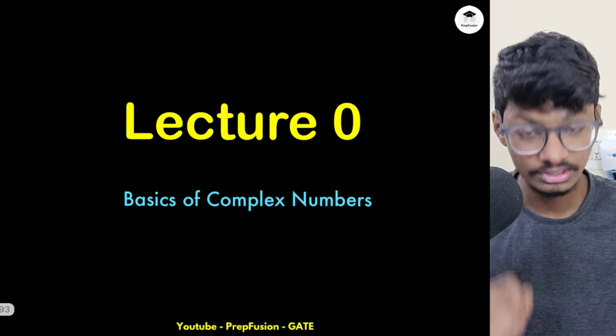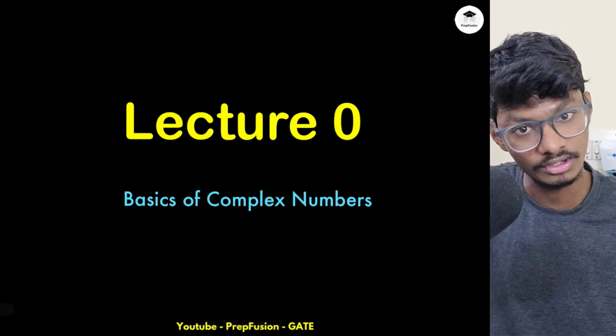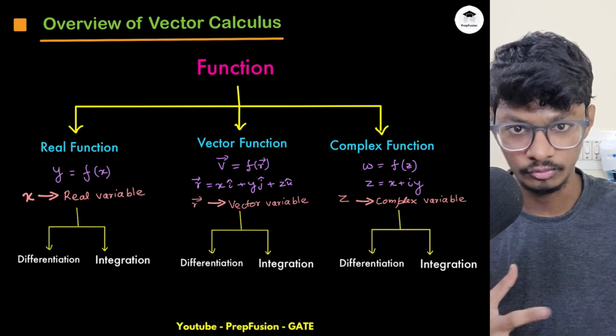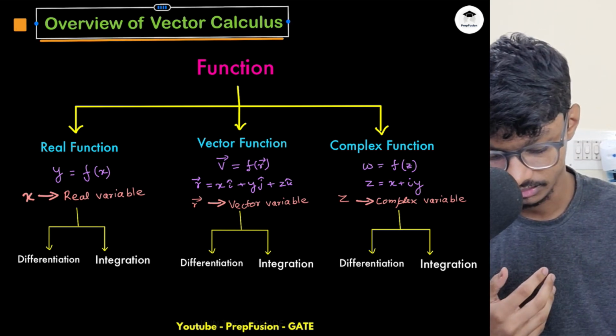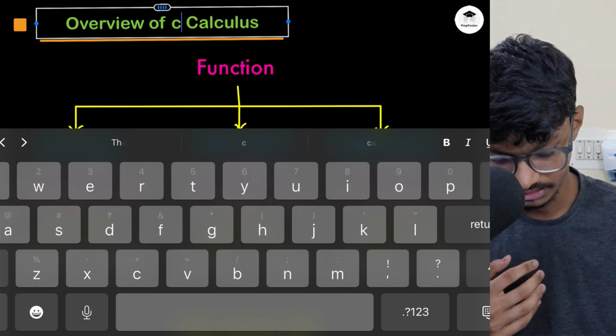So let's start with lecture 0. In this lecture we'll study the basics of complex numbers, which we have already studied in 11th and 12th. First of all, I will give you a brief overview of what we have finished till now, and a brief overview of complex calculus.